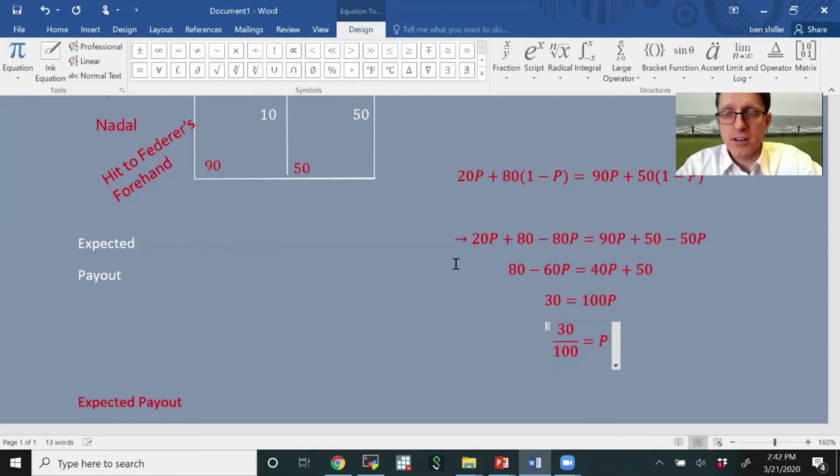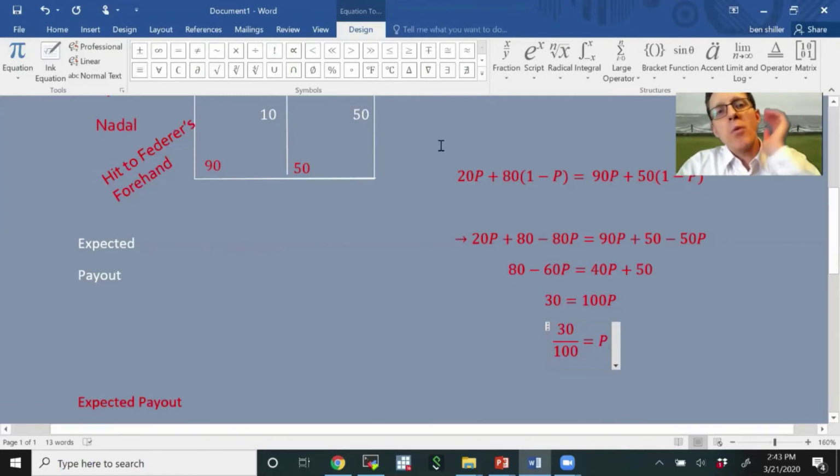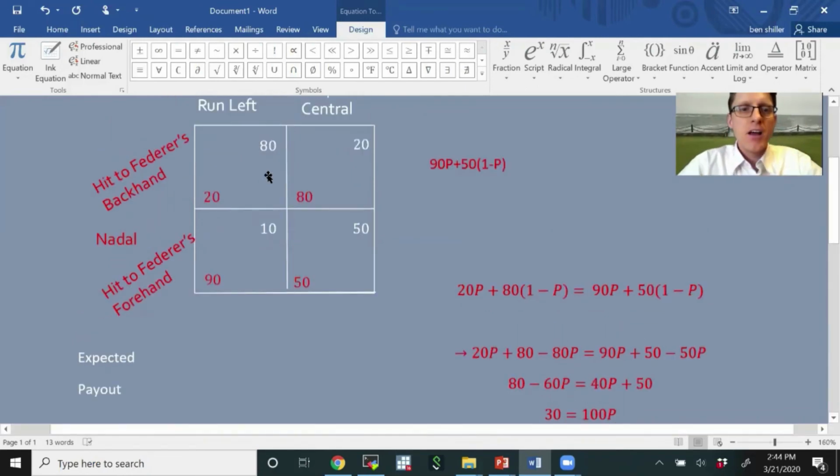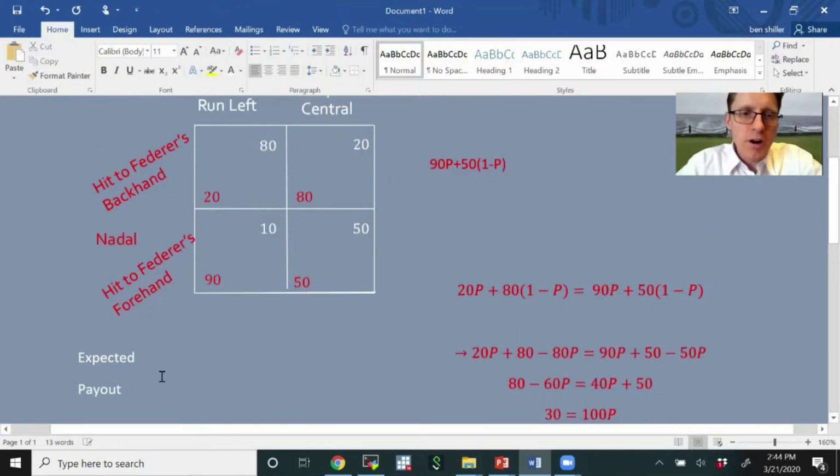0.3 or 30%. So Federer's optimal strategy to prevent Nadal from exploiting is to set the probability that Federer runs to the left equal to 0.3. And that gives Federer's optimal mixed strategy. Okay? Now, likewise, if Nadal is predictable, Federer would want to exploit Nadal's strategy. Okay? So Nadal is also going to want to randomize.